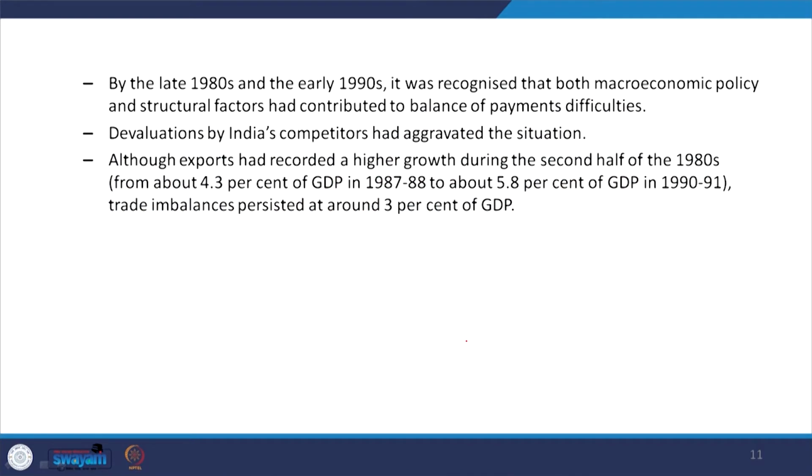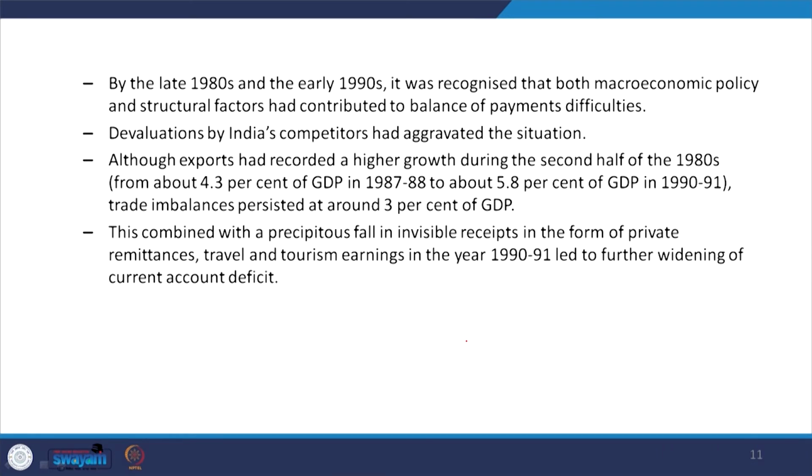Although exports had recorded a higher growth during the second half of the 1980s, especially from about 4.3% of GDP in 1987-88 to about 5.8% of GDP in the year 1990-91, there was an increase, but trade imbalances still persisted at around 3% of GDP. Even if exports were higher, there were still trade imbalances due to other heads of the balance of payment, which we have already discussed in our previous lectures.